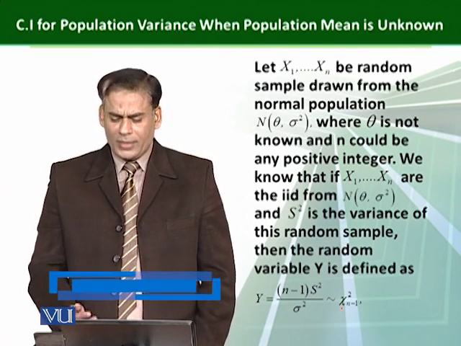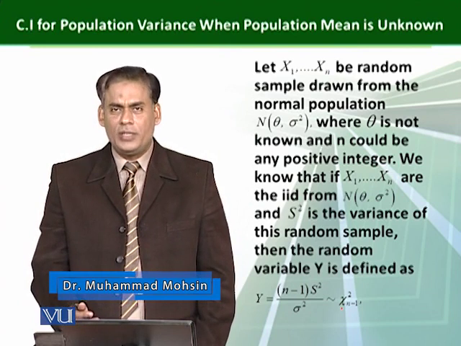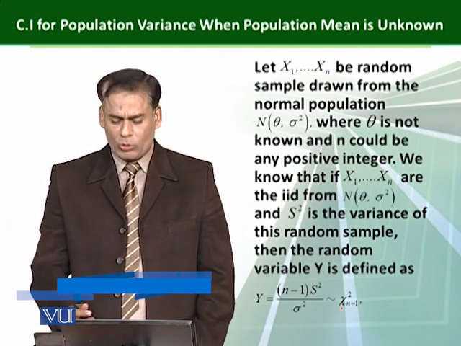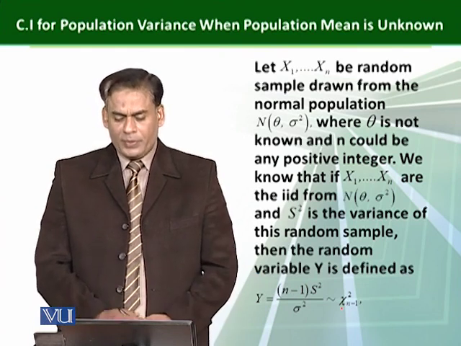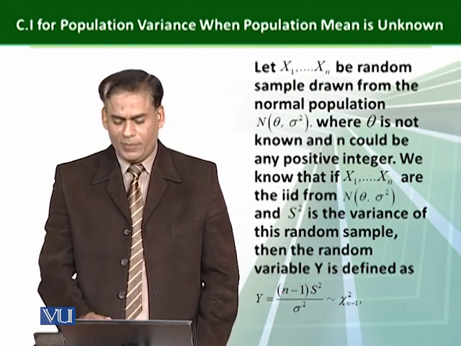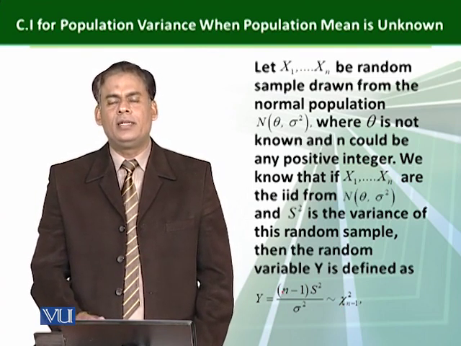We know that if x1 up to xn are the IID random sample from the normal distribution, and s square is the variance of the random sample, then we define a variable y that is n minus 1 s square over sigma square, and it follows the chi square distribution with n minus 1 degree of freedom.